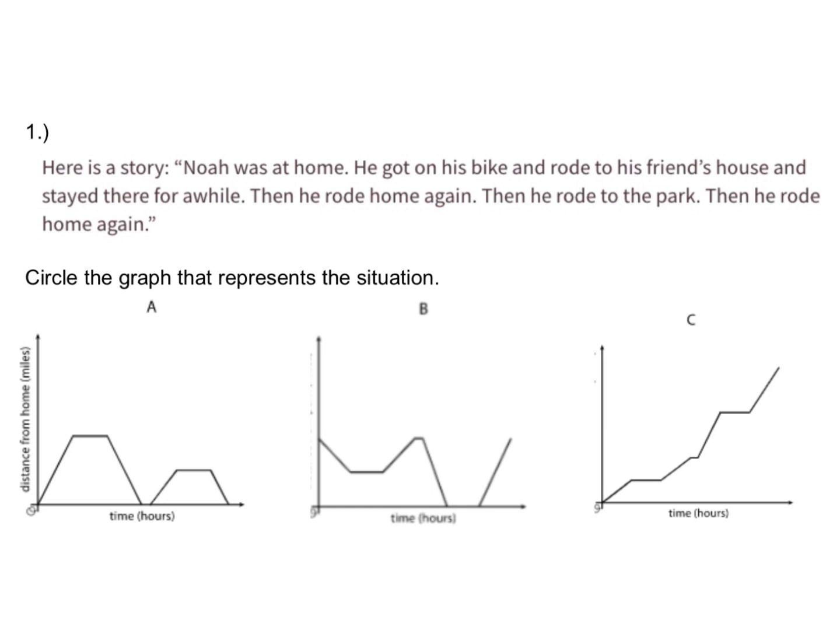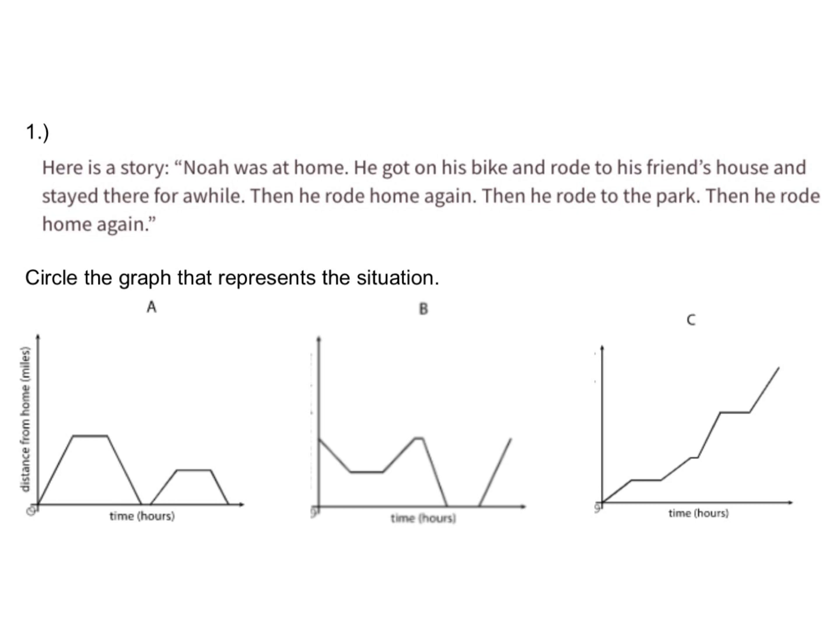Number 1. Here is a story. Noah was at home. He got on his bike and rode to his friend's house and stayed there for a while. Then he rode home again. Then he rode to the park. Then he rode home again. Circle the graph that represents the situation.